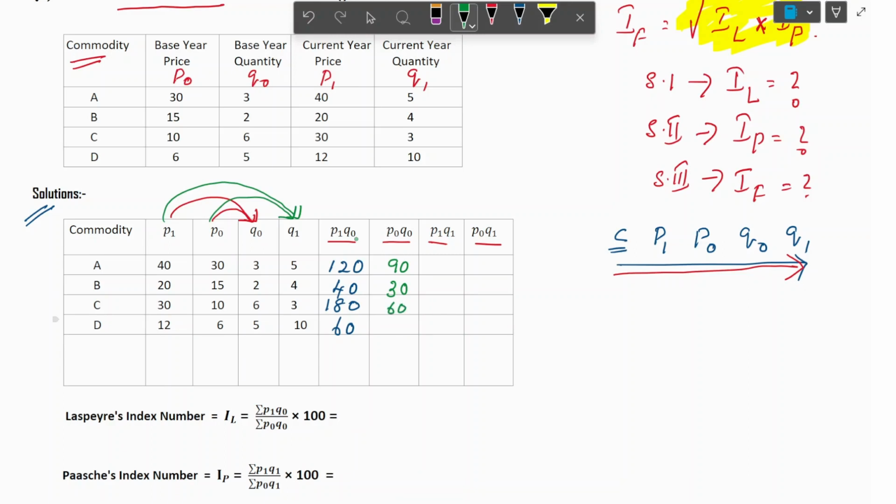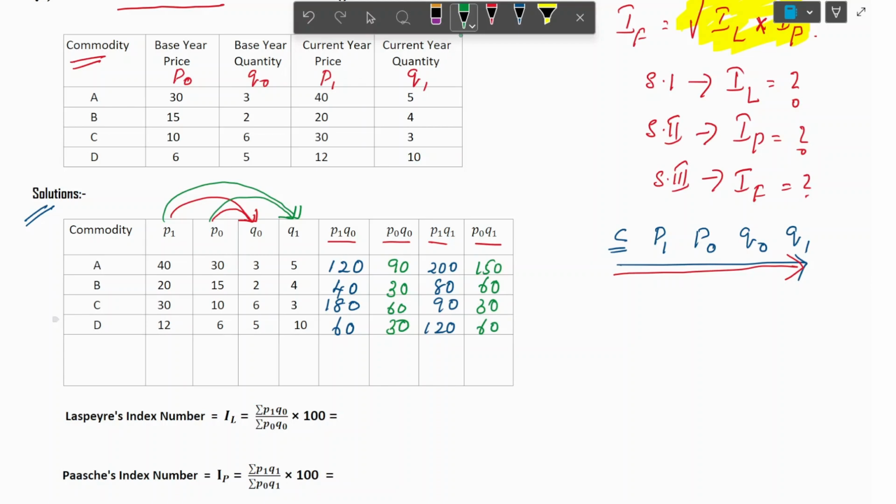10 into 6, 60. 6 into 5, that is 30. Next, P1 into Q1, that is 40 into 5, that is 200. The same way if you multiply 80, 90 and 120. The last column we are going to fill is P0 Q1. P0, that is your 30. 30 multiplied with 5 here, that is 150, and continue that calculation, that is 60, 30 and 60.